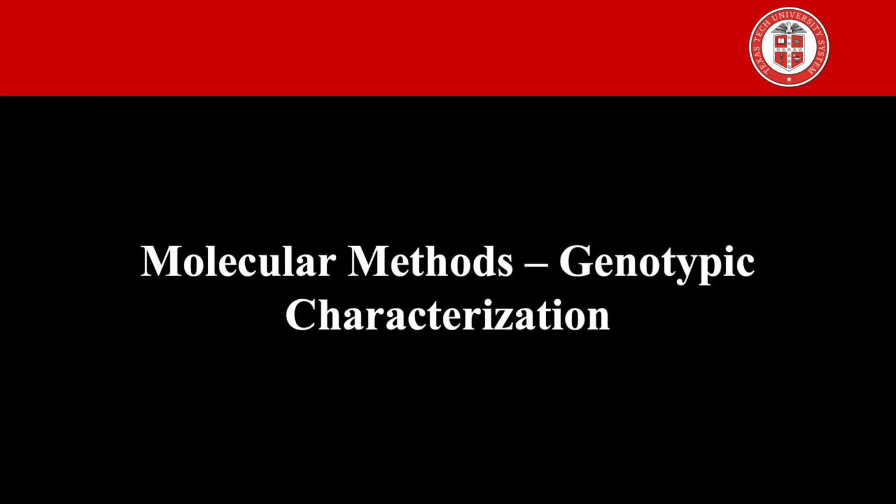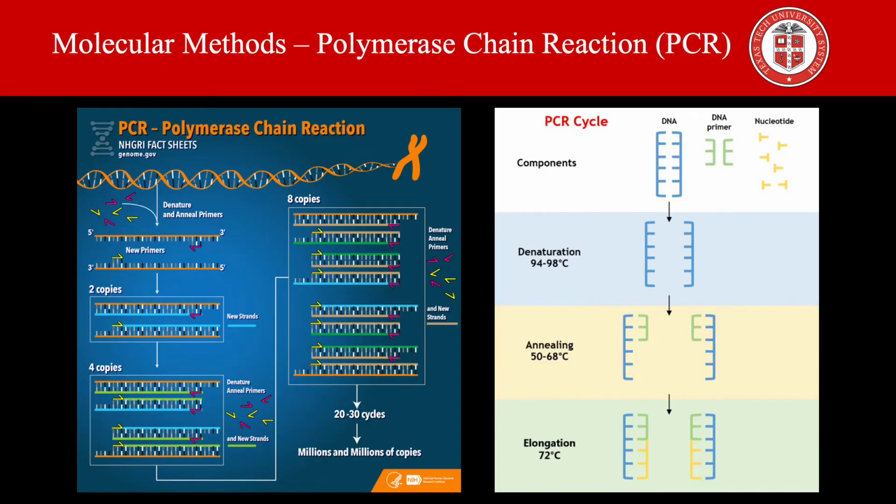Last week we talked about different methods for phenotypic characterization. Today we are going to talk about some molecular methods used for molecular typing or genotypic characterization. First we are going to talk about the polymerase chain reaction, also known as PCR. This is a technique used to amplify or copy small segments of DNA.